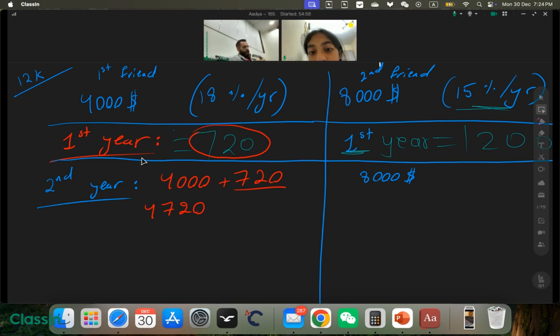Okay? Now, for the second year, I'm going to have to do 0.18 again, but my new balance is 4,720. And over here, the second year, 8,000 plus 1,200 because she didn't pay a thing. Now it's 9,200 times 0.15. Now you will get the answers here. I will give you the numbers for simplification.